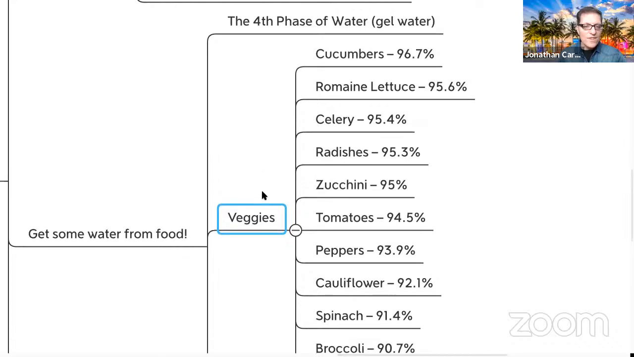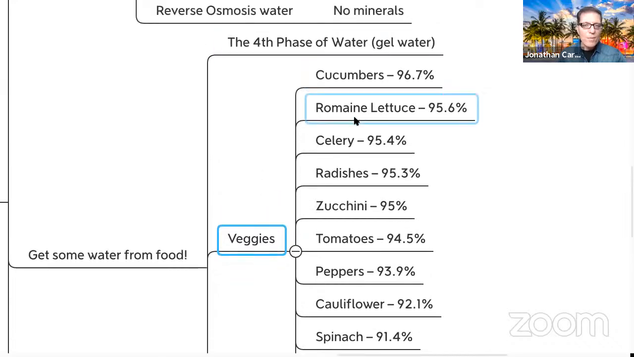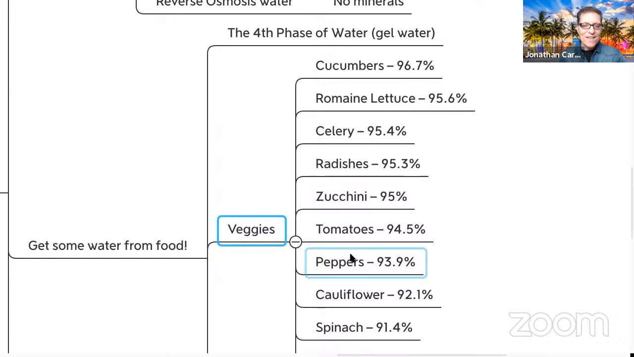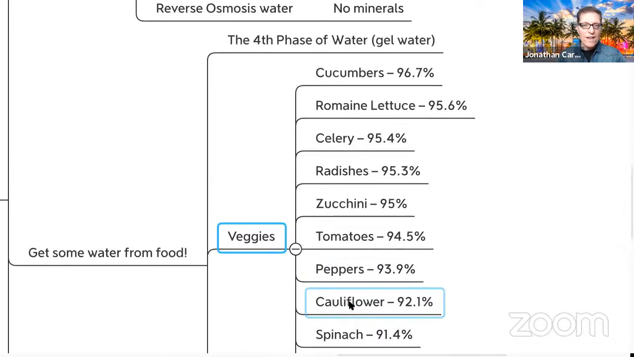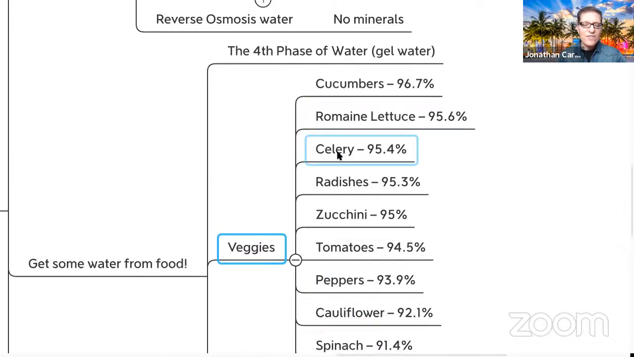So what are the vegetables that have the most water? Cucumbers, romaine lettuce, celery, radishes, zucchini. All these are 90% plus. Even broccoli is 90% water. So you can make a juice of cucumbers, celery, zucchini. I'm drinking a juice tonight that's cucumber, spinach, kale, celery, lemon, and cilantro.